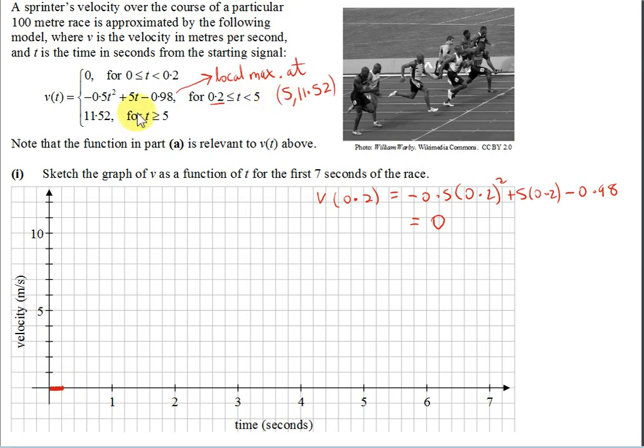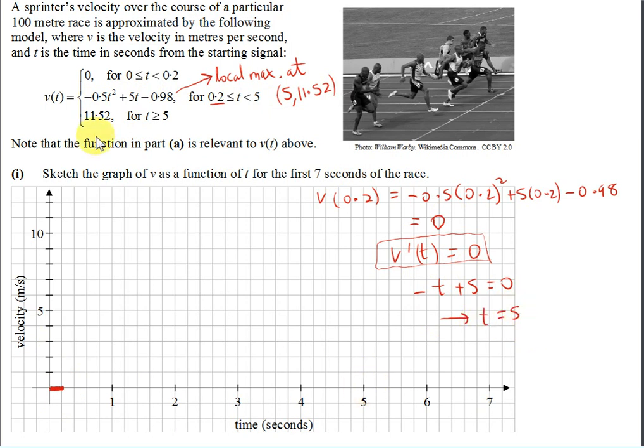Now, from the previous part, which I haven't done, this quadratic has a local maximum at 5, 11.52. That's easy to find. We just take the derivative, v prime of t, and set it equal to 0. So we solve this equation. If we do that, we get minus t plus 5 equals 0. From this we get t equals 5. So the turning point occurs at t equals 5. To get a turning point, as you've seen before, we put the derivative equal to 0.